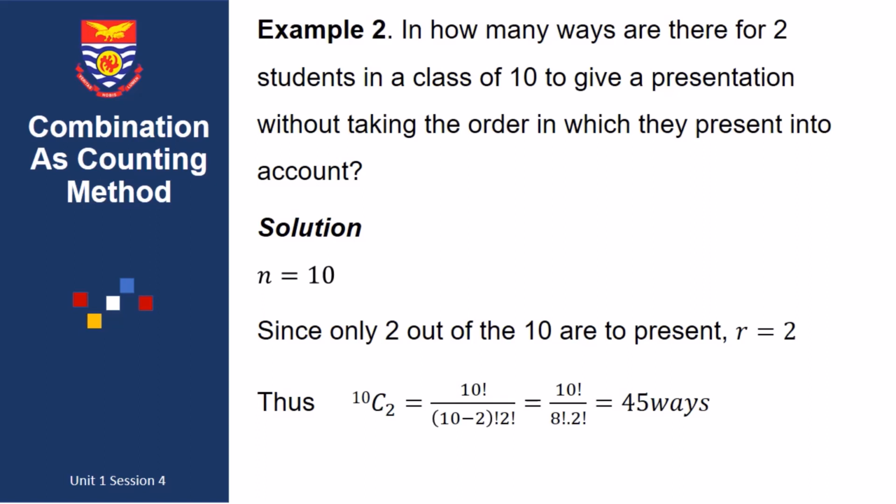Can you think of more examples? In how many ways can 15 people make a presentation, considering only 3 of them, where the order in which they make the presentation is not necessary? Can you think of the solution? You could try yourself.